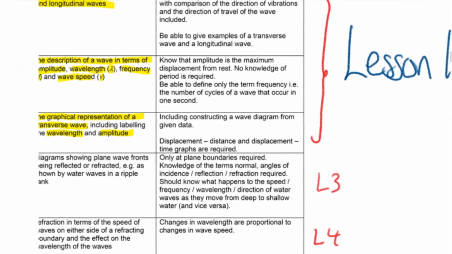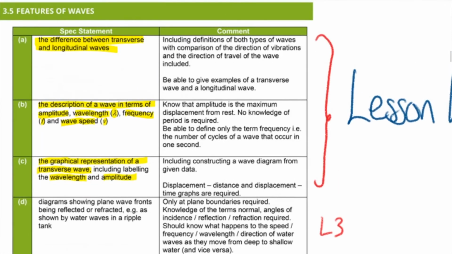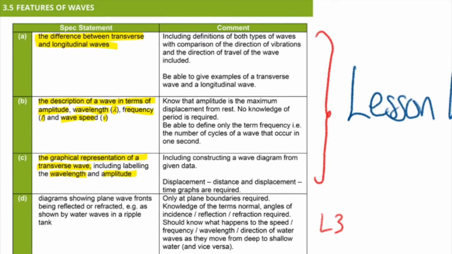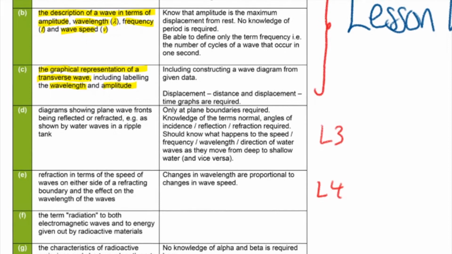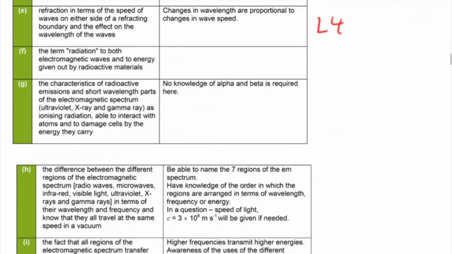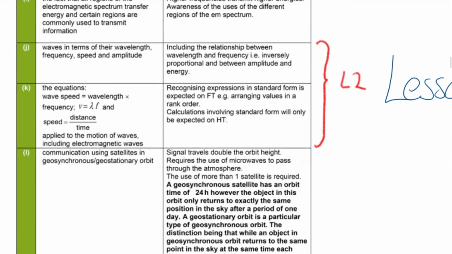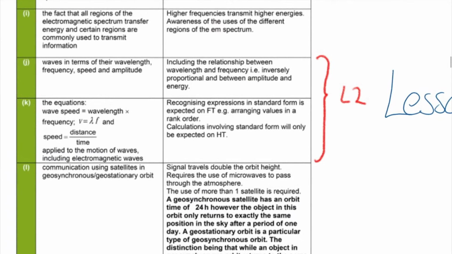In Lesson 1, remember, we've looked at transverse and longitudinal waves, learnt terms such as amplitude, wavelength, frequency and wave speed, and learnt how to graphically represent transverse waves. Now for Lesson 2, we'll be learning J and K on the spec.